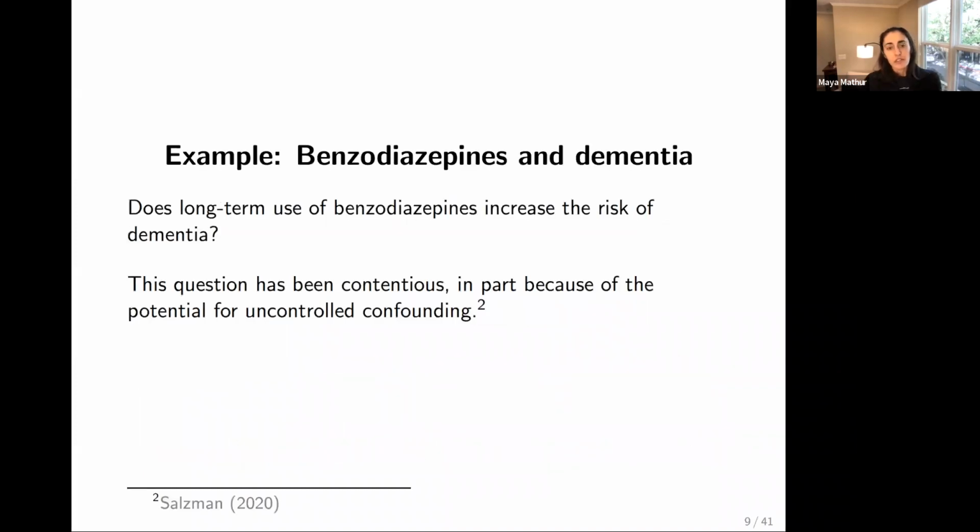Okay, so let's consider as an example research on the association of benzodiazepine use in the long term and dementia. And the question of whether this association between benzodiazepine use and dementia is causal has been pretty contentious, in particular because of the potential for uncontrolled confounding.